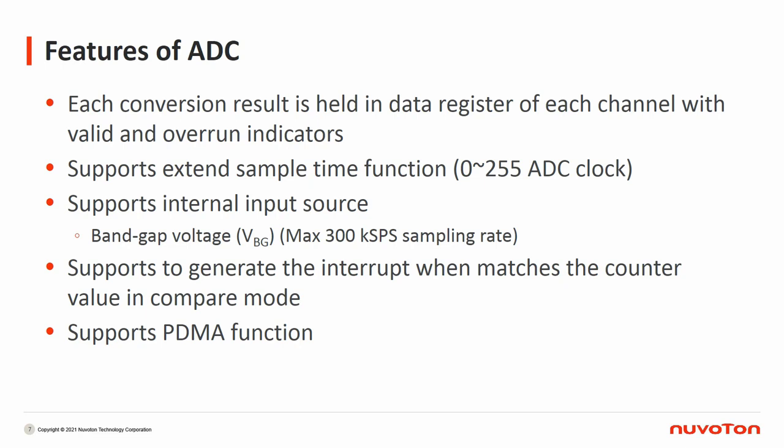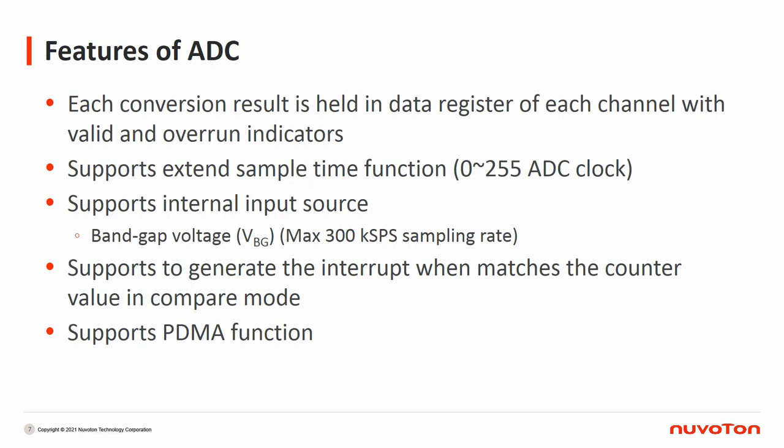Some analog circuits may have higher input impedance. Higher input impedance takes longer to charge up the capacitor. Therefore, ADC could handle such situation by extending the sample time. By extending the sample time, it will have more time to charge the capacitor, and then ADC could get more accurate value.